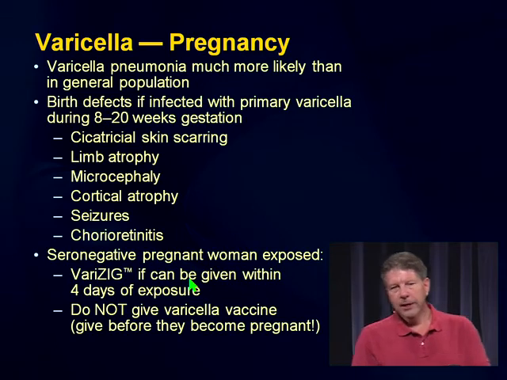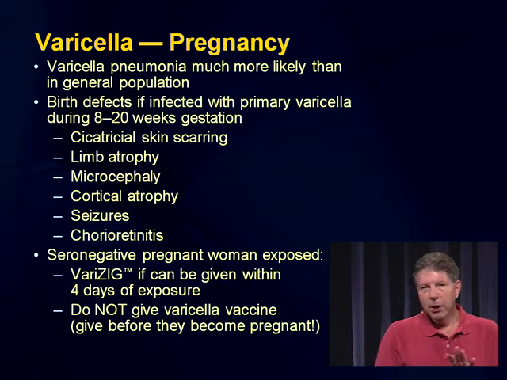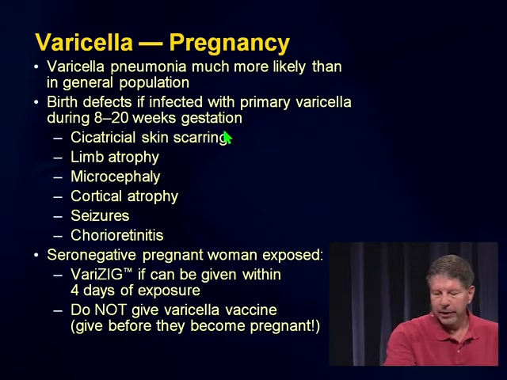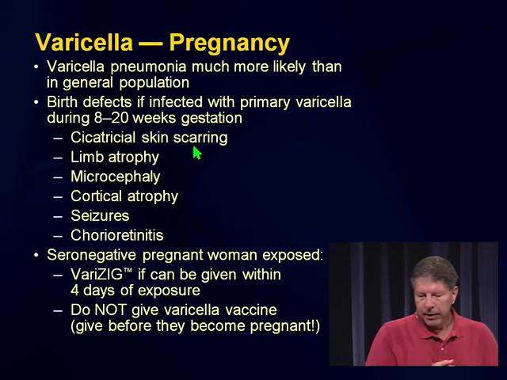All right, varicella in pregnancy. So varicella pneumonia, much more common in a pregnant woman. And here are some things that we just need to go over. It was on your test, and a lot of you missed it. So birth defects, if the mother is pregnant and has never had chickenpox, and she gets chickenpox during the 8 to 20 weeks gestation period, this is the group of problems we worry about. So the skin scarring, I'll show you a picture of that in a minute. Limb atrophy, small heads, cortical atrophy, seizures, chorioretinitis.